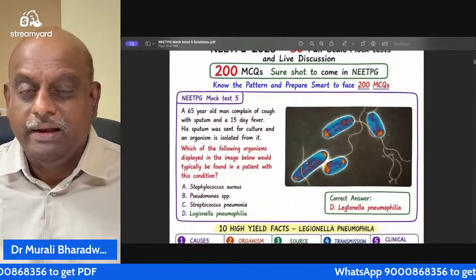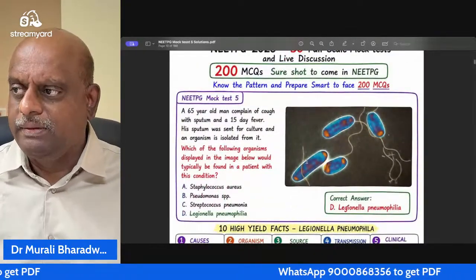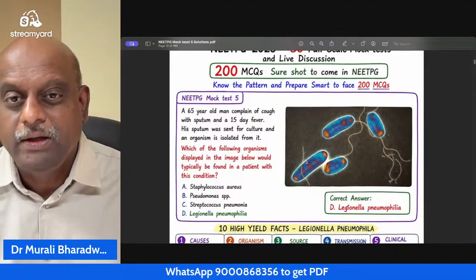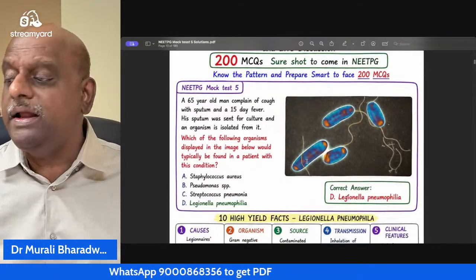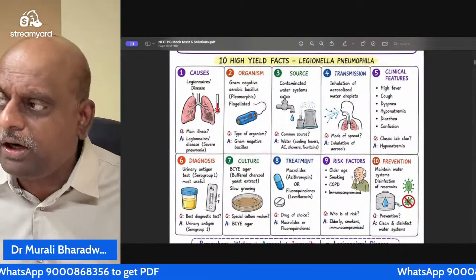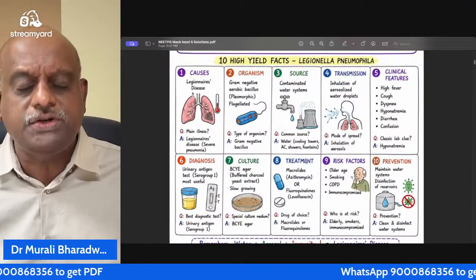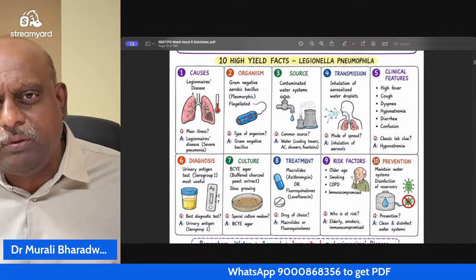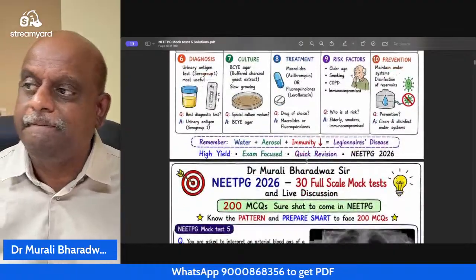A 65-year-old with sputum and cough, 15-day fever. What is this organism? It is Legionella pneumophila, inhalation of aerosolized water droplets, contaminated water systems like cooling towers, AC, showers, fountains, classical feature.